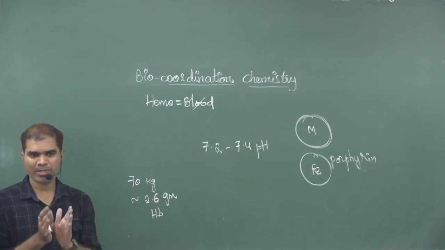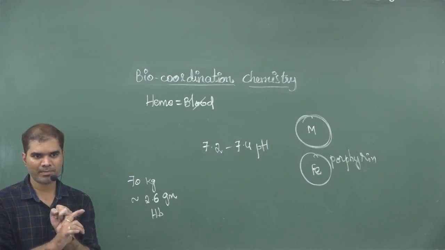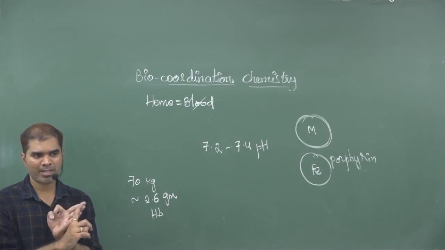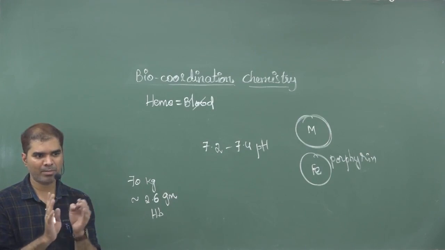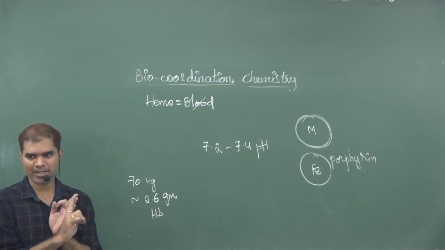Deoxy hemoglobin, oxy hemoglobin. Most important questions that appear are: what is the geometry with respect to deoxy as well as oxy? What is the magnetic moment, or how many unpaired electrons are present? What is its electronic or absorption spectra? How many peaks may appear? What is the color? These 3 questions will definitely come.